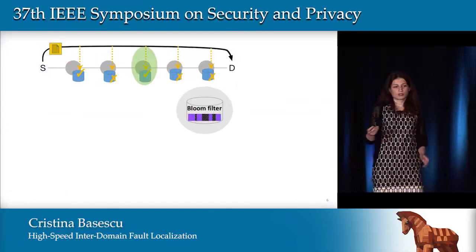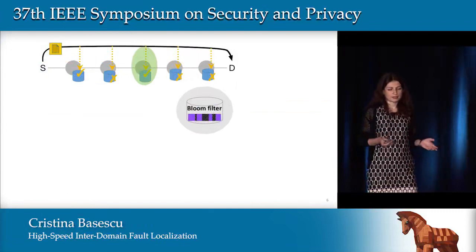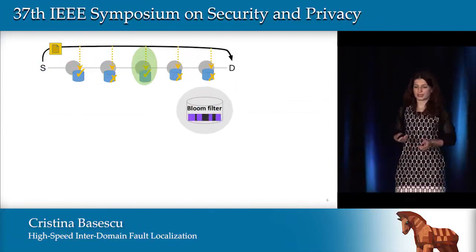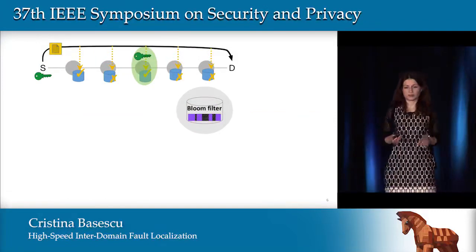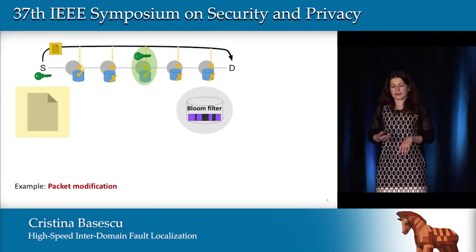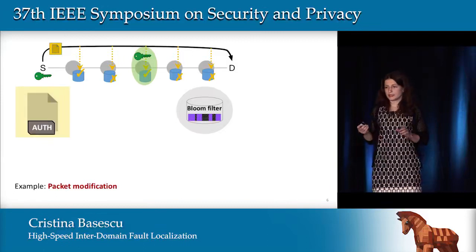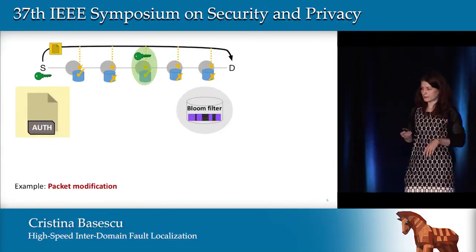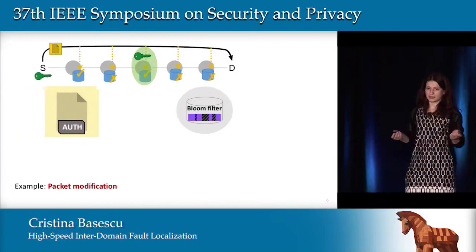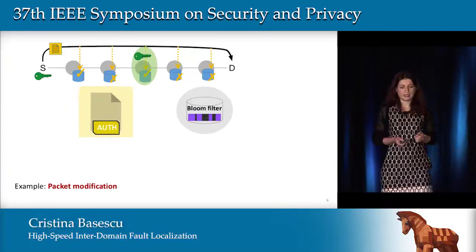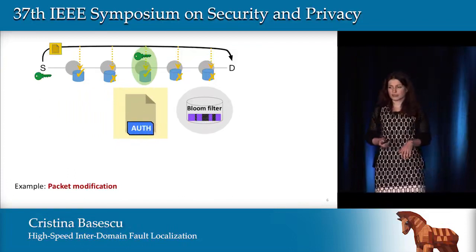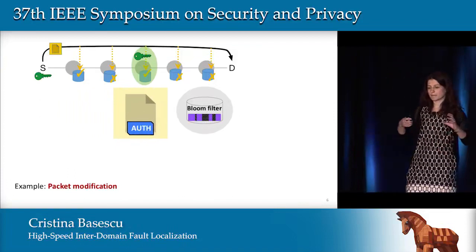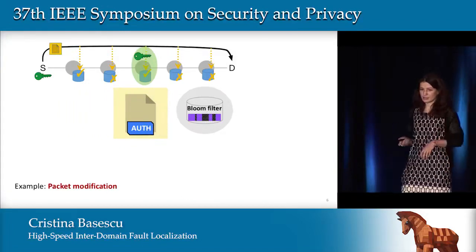So for storing these packet fingerprints, each node has a Bloom filter. And if we look at the green node that shares the green keys with the source, when the source sends a packet, it inserts an authenticator. And this authenticator is updated by each node on the path, depending on the contents of the packet. So the authenticator captures both the packet presence and the packet contents.